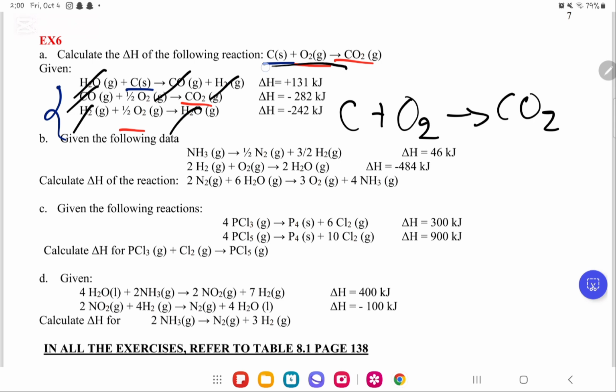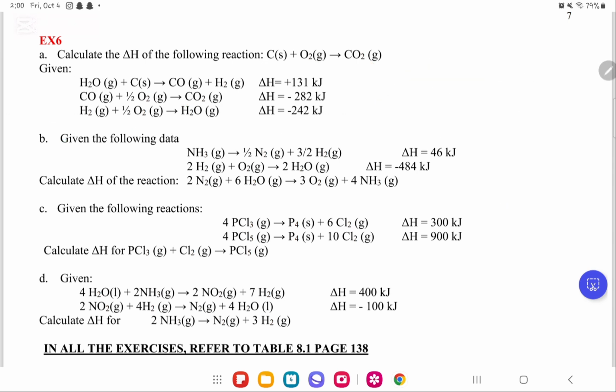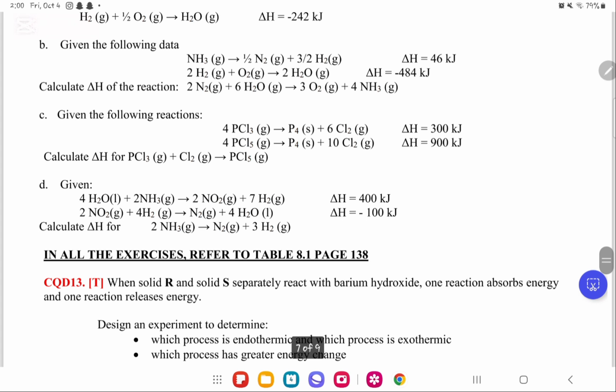We found out that directly here, we can directly add them because we didn't change anything. It's going to be 131 plus minus 282 plus minus 242. So we're going to have minus 393 kilojoules. That's for part A. Part B. Given the following data, calculate delta H of the reaction.